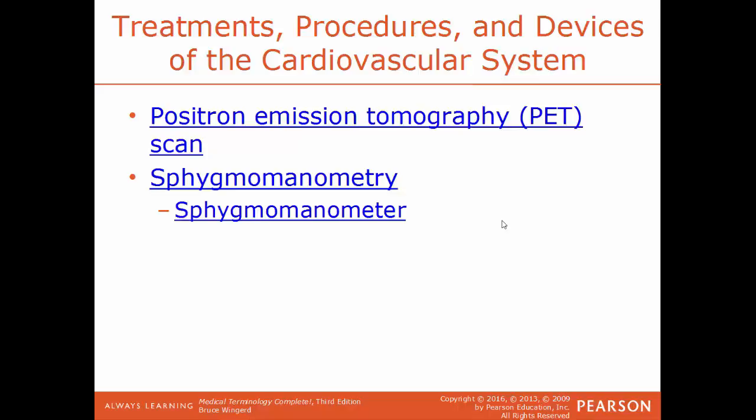Last two terms here are related. The first one, sphygmomanometry. This is the overall process of taking someone's blood pressure. And the device that would be used to do this would be a sphygmomanometer. This is another term for a blood pressure cuff. Remember, if you were to break that term down, sphygmo means pulse, mano means pressure, the meter means to gauge. You are measuring the pressure of the pulse. So it's a blood pressure cuff.